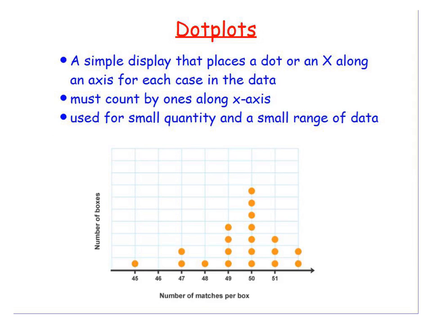So notice here along the x-axis, we're counting by ones. 45, 46, 47, 48, 49, 50, 51, and this would be 52. You don't have to start at 0. I started at 45 because that was the first data value. Start wherever you need, but once you start counting, you have to count every number. Notice 46, there's nothing there, but you have to have it to represent that spot in the scale. And then each one of these dots represents a data value.